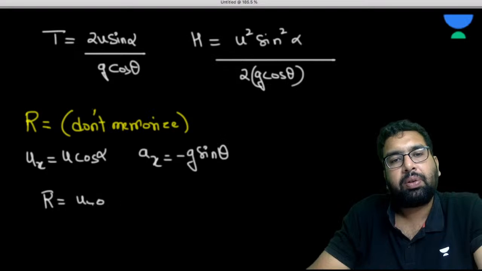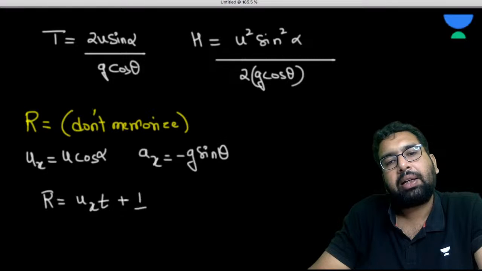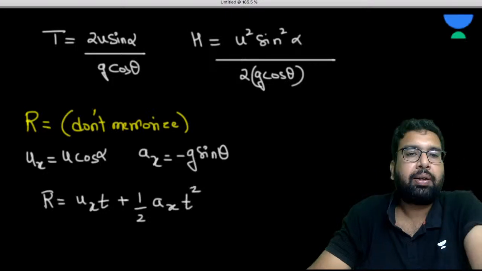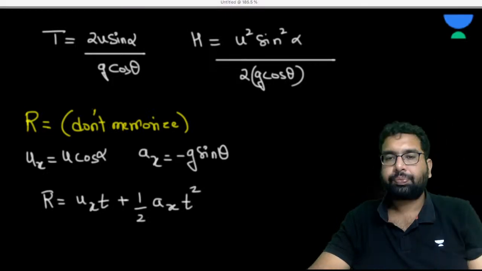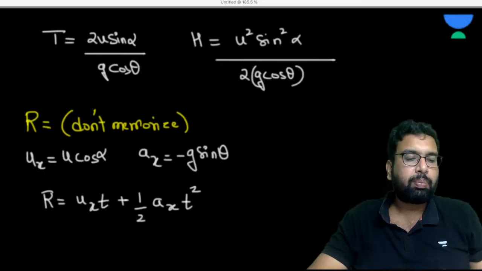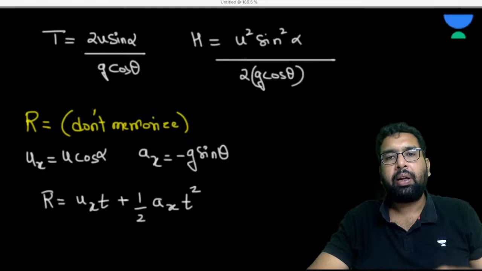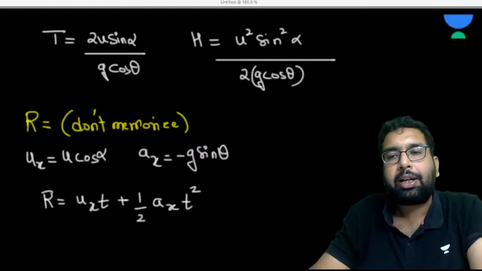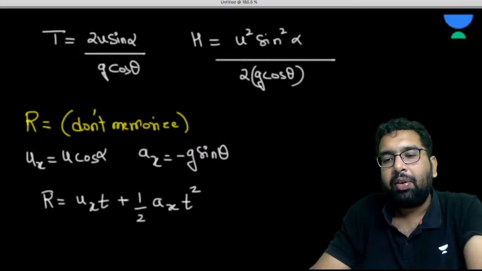So ux t plus half ax t square, isn't it? What is the problem? We'll do from here, isn't it? Is it fine? But please answer me. Okay, we are not going to memorize. If you want to develop a formula, you can definitely do. So from here, if we develop the formula, we are going to get something like this.